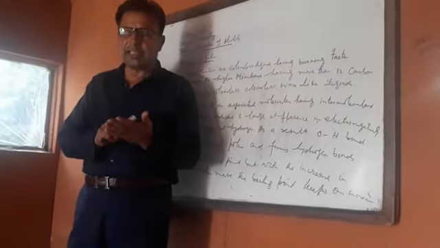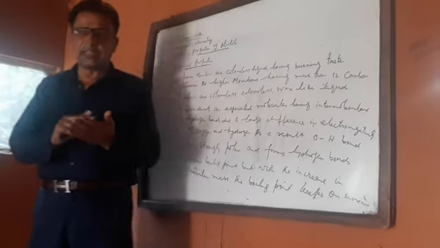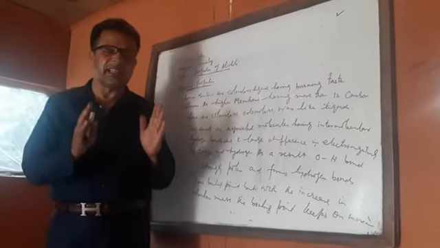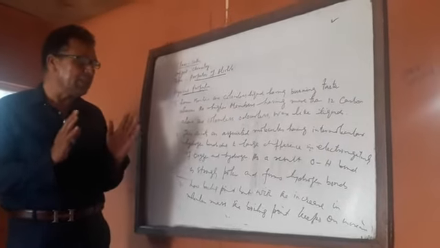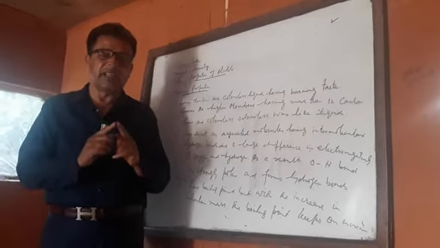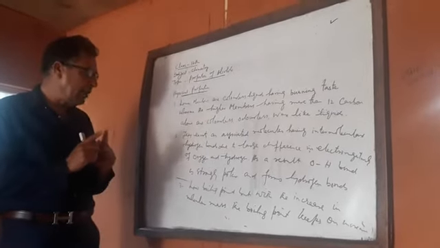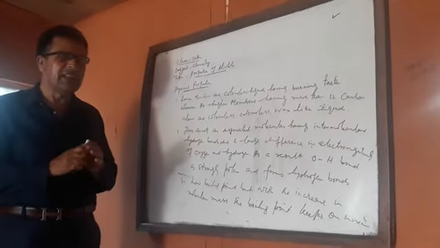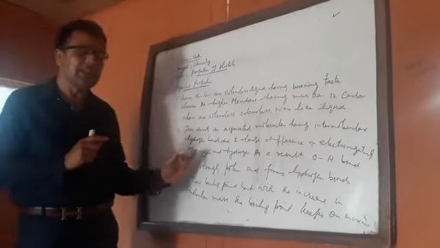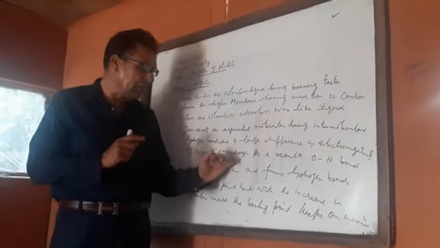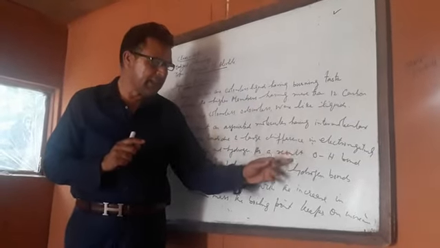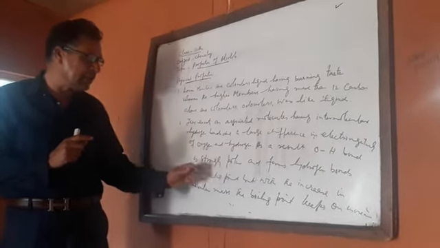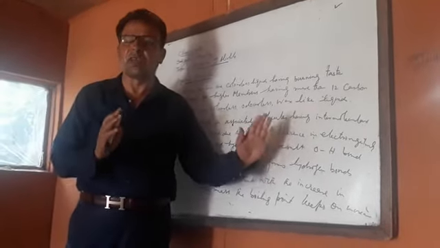So, what is the second property? The second property is that the alcohols exist as associated molecules having intermolecular hydrogen bonds due to the large difference in electronegativity of hydrogen and oxygen. As a result of it, the oxygen-hydrogen bond, that is the OH bond, is strongly polar and forms hydrogen bonds.